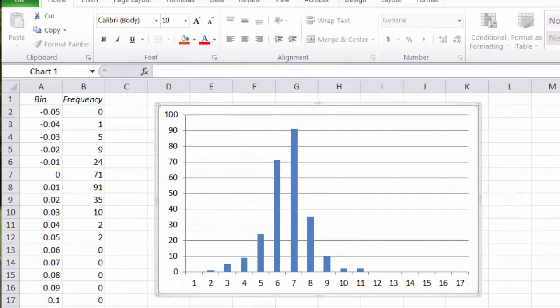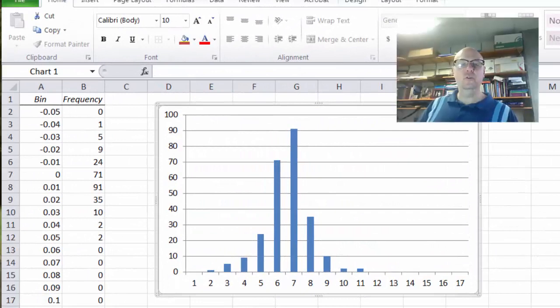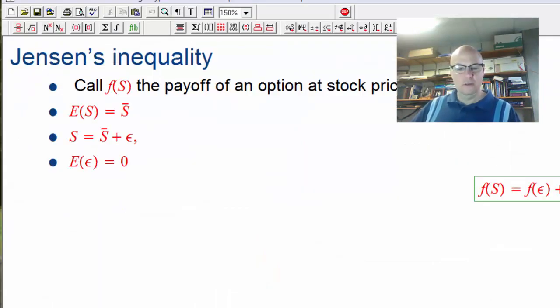So if we assume that our stock prices are picked from a distribution like a normal distribution, then we can think of them as start at the middle. We're going to call that S bar in a second. Start at the middle of the distribution and either go a little bit to this side or a little bit to that side. So there's a middle plus a little bit of error, and the error can be a little bit positive or a little bit negative. So where I'm going with that is Jensen's inequality.